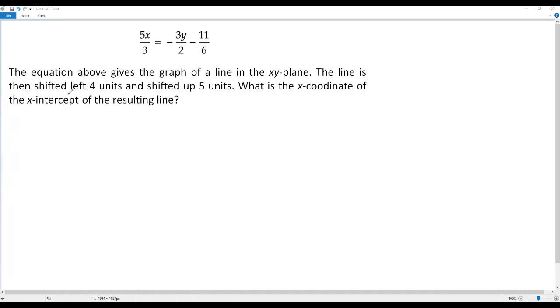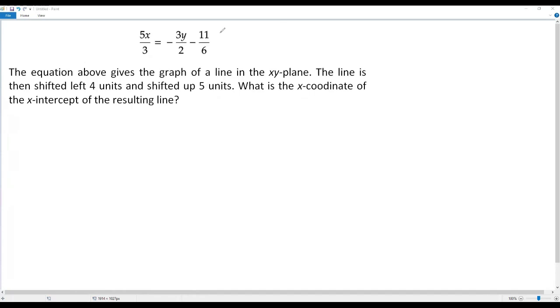Okay, here we have two transformations. One is a horizontal transformation of 4 units to the left and a vertical transformation of 5 units up. After we apply these two transformations on the given line, we'll be getting the equation of the resulting line. For the resulting line, we have to find the x-coordinate of the x-intercept. Before we start working on this problem, let's understand some stuff about horizontal and vertical translations.